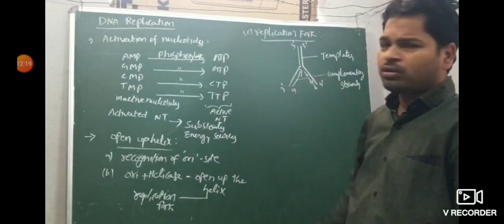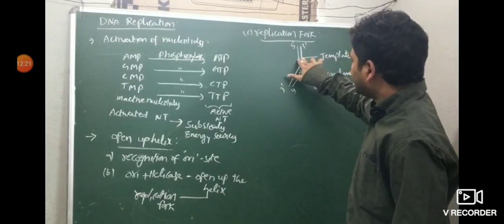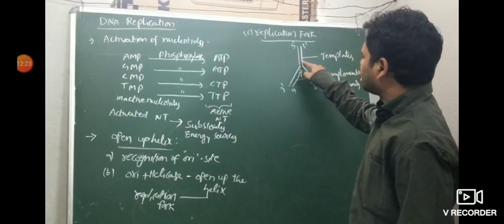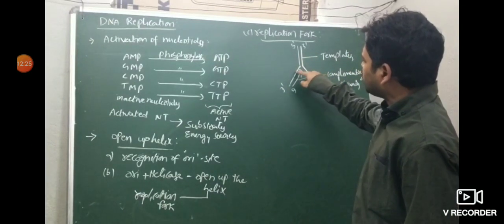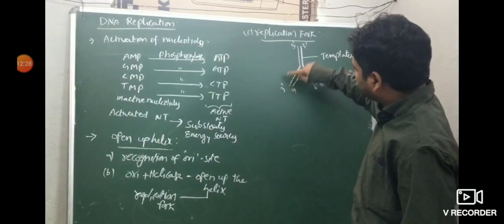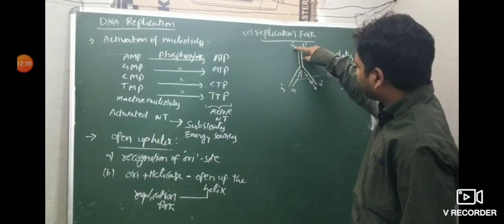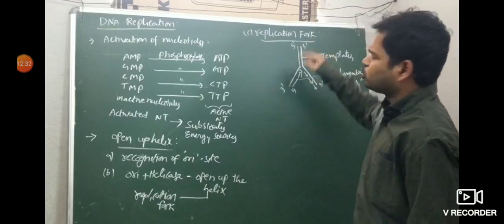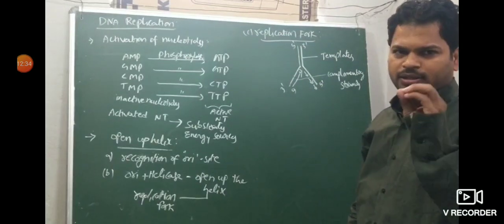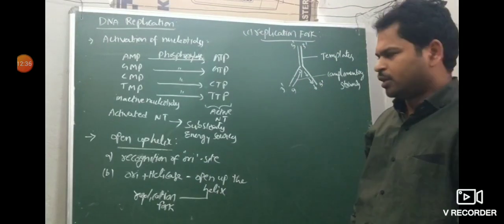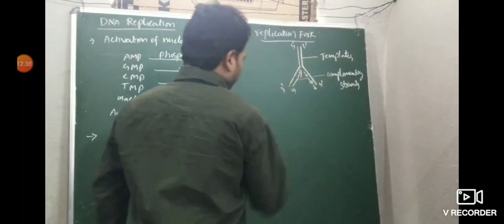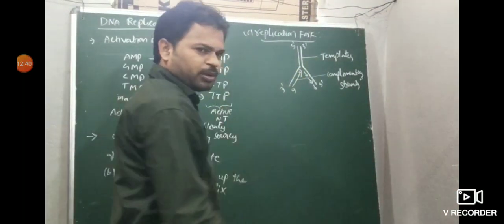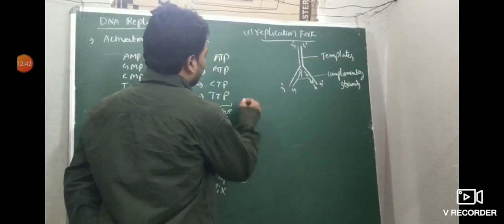In the replication fork, 2 DNA strands are present. These 2 DNA strands act as templates. One template strand is 3 prime to 5 prime. Another template is 5 prime to 3 prime. Let me see here before going to the complete explanation.